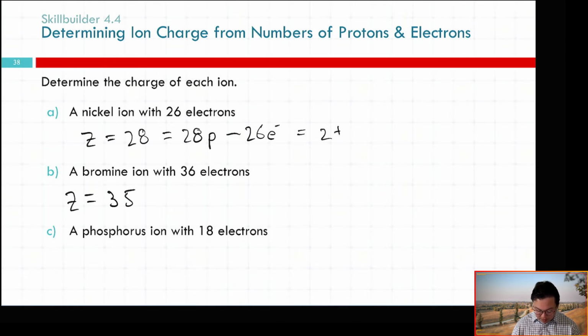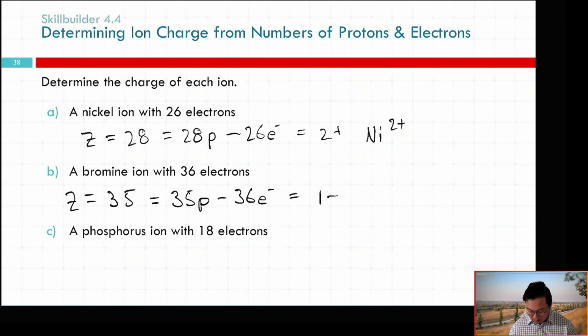So now we have 35, and that's equal to 35 protons minus 36 electrons. And so now our charge on bromine is going to be 1 minus. And so we would write that as, and I should do this too, right? So for the nickel, Ni, 2 plus. And we would write Br 1 minus, or like I said before, Br minus.